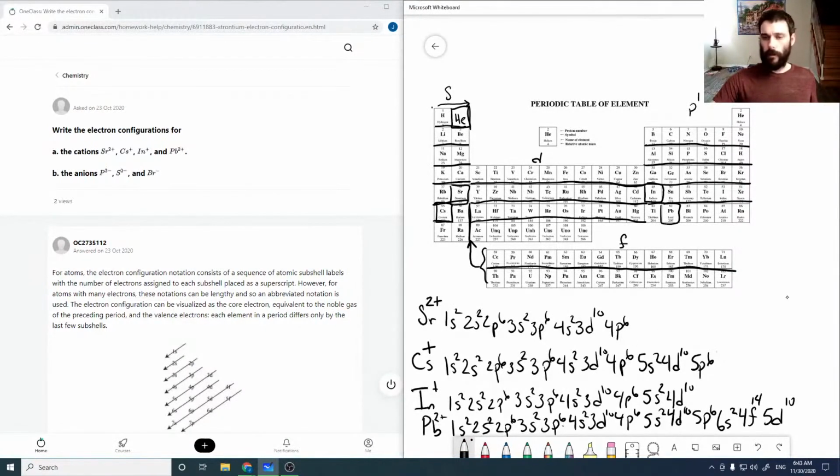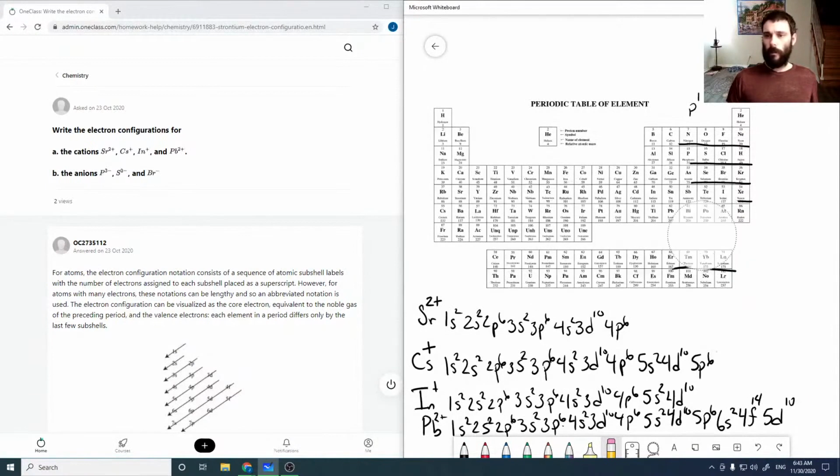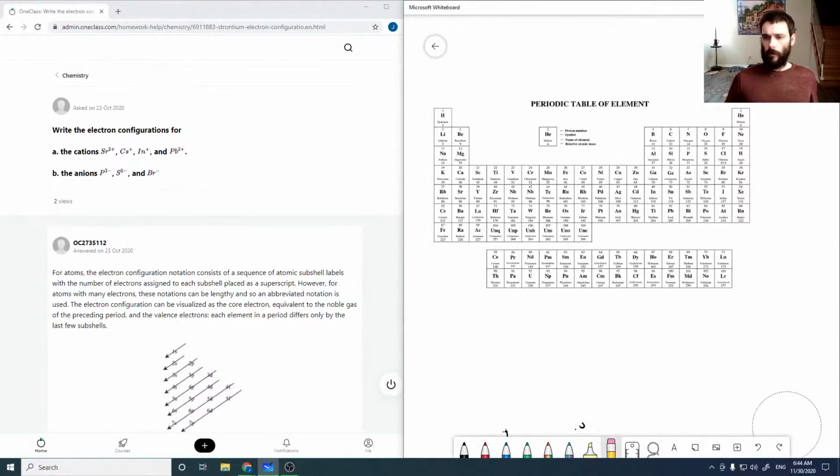Now for the anions, I'm just going to erase this. So there's all our cations, and like I said, we just count across. Alright, and I'm just going to erase all this. And so now the anions it wants are just phosphorus, sulfur, and bromine.